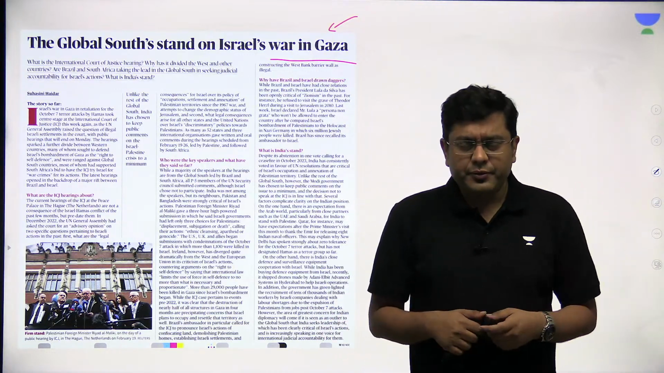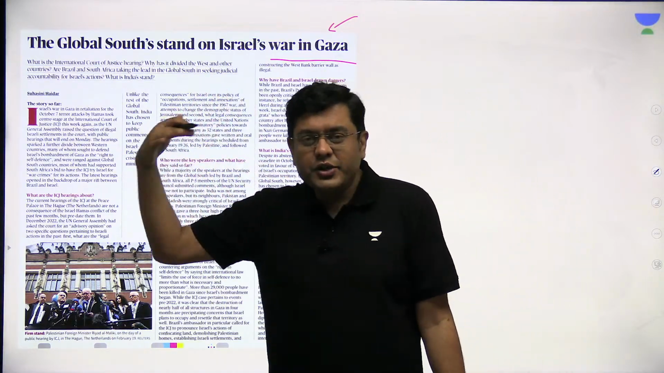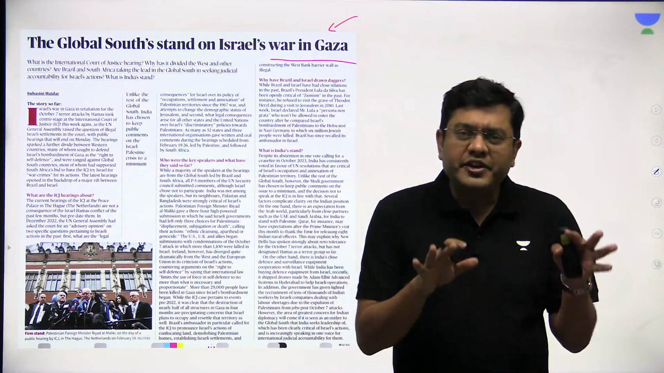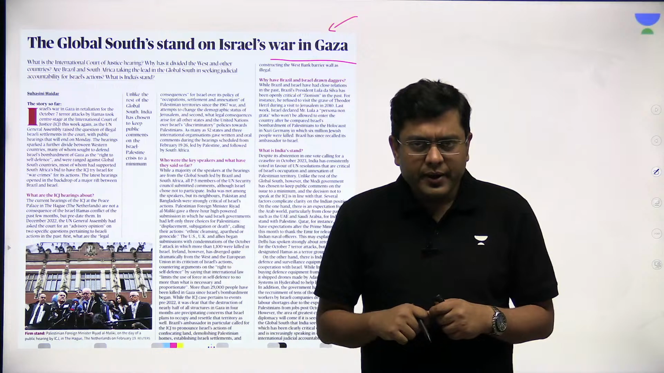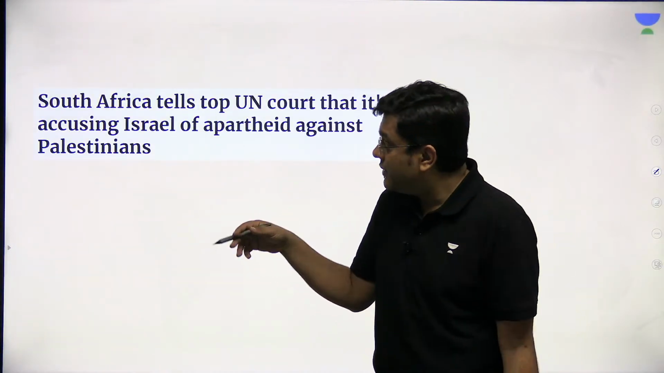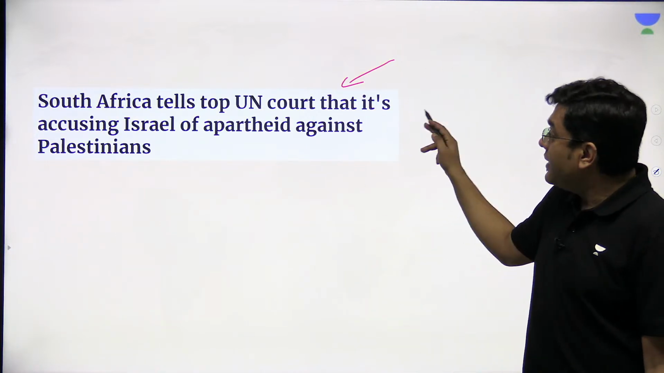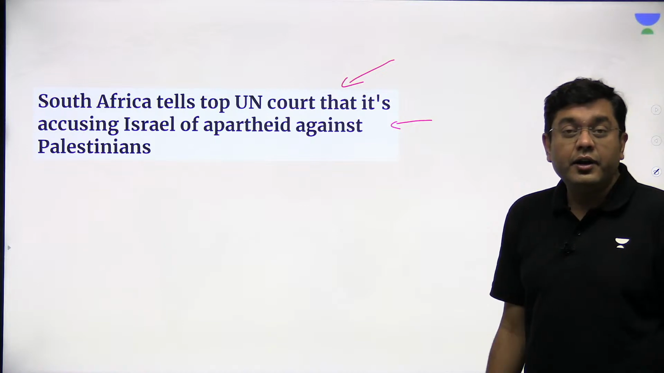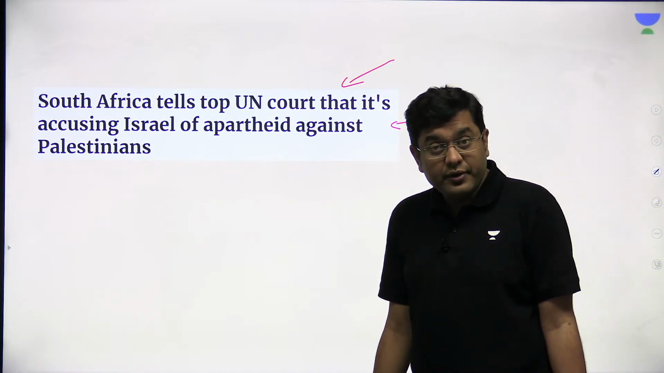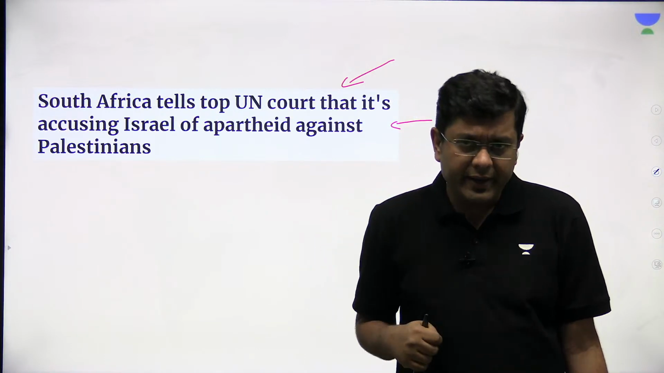Now here, the ICJ, the International Court of Justice, is taking a look at a case which has been brought before it, and it is another news story which broke last month, that South Africa tells the UN court that it is accusing Israel of apartheid against Palestinians. Apartheid as in racial discrimination, carrying out genocide.